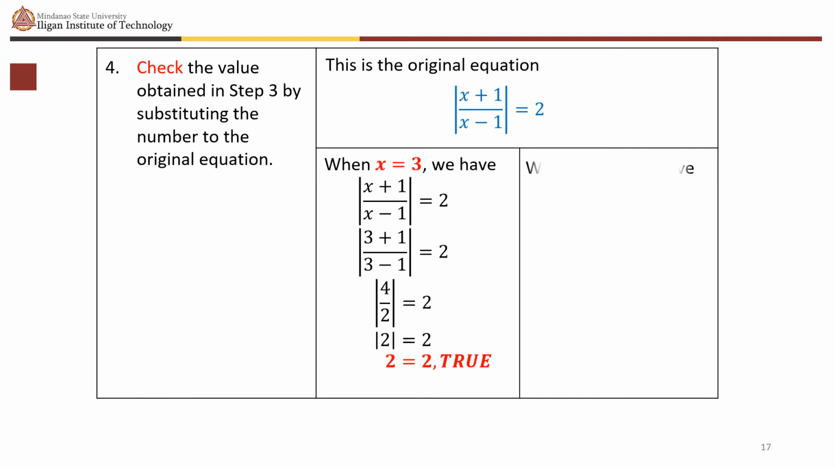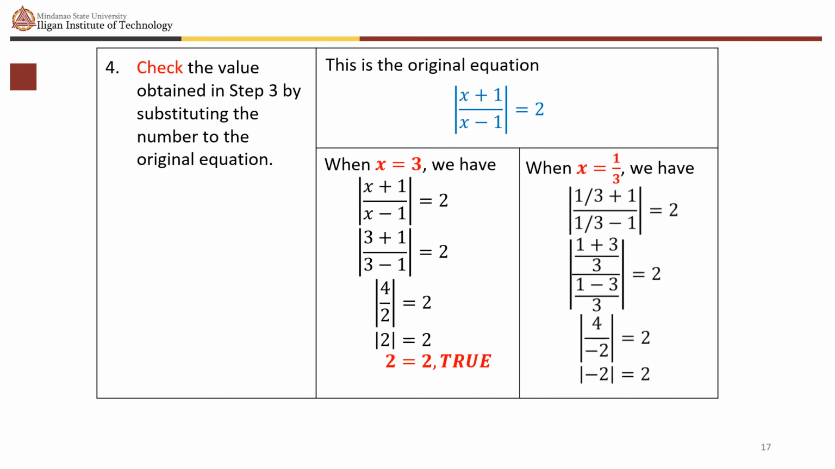On the other side, we have x equals 1 over 3. So when we substitute x is equal to 1 over 3 to the original equation, we come up with the absolute value of 1/3 replaces your x, plus 1 over 1/3, again replaces x here, minus 1. Is that indeed equal to 2? So when we take the LCD of 1/3 and 1, we have 3 there. So 1/3, and then you have actually 3 times 1, so that's why you have 3. So 1 plus 3 will give you 4 over 3.